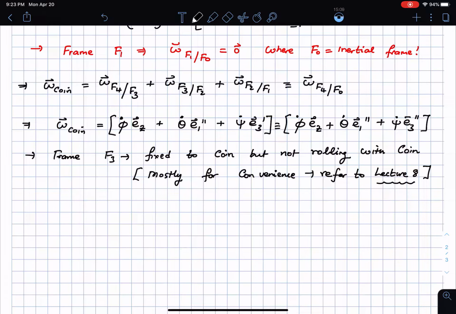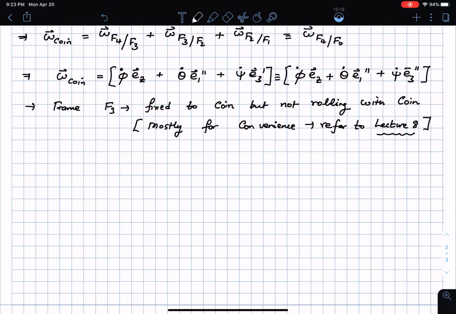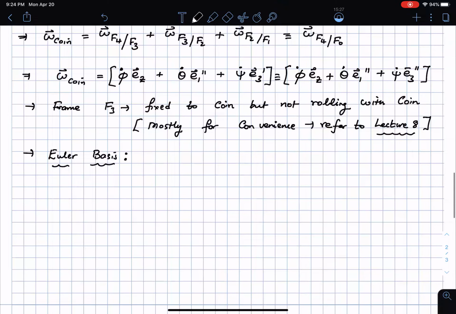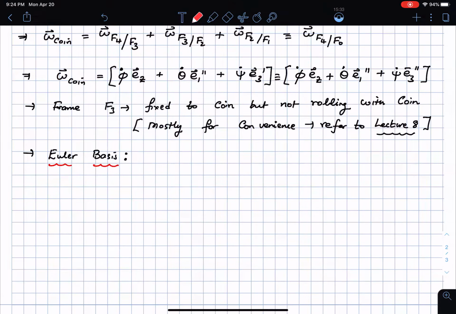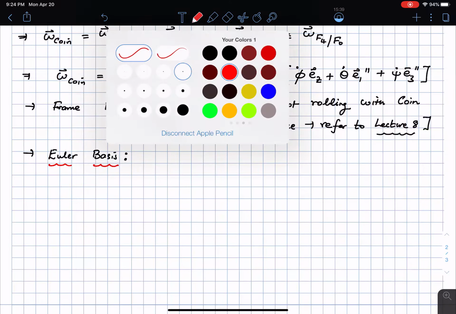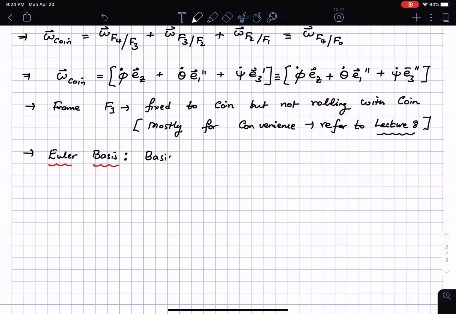All right, so we have omega of the coin. Of course, this omega is written with respect to the Euler basis, which was also something that we had looked at in the previous class. The Euler basis is typically the basis using which the angular velocity of the body is written. This is the basis based on which omega of the coin is expressed.